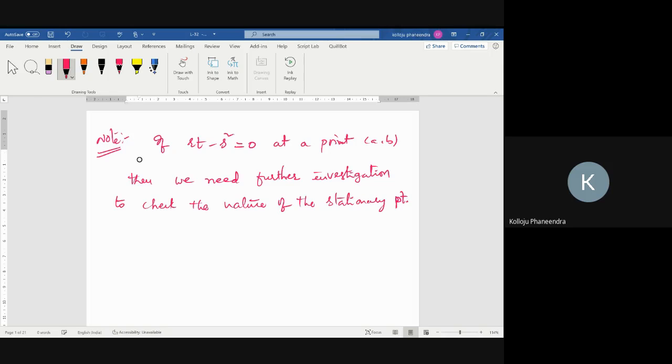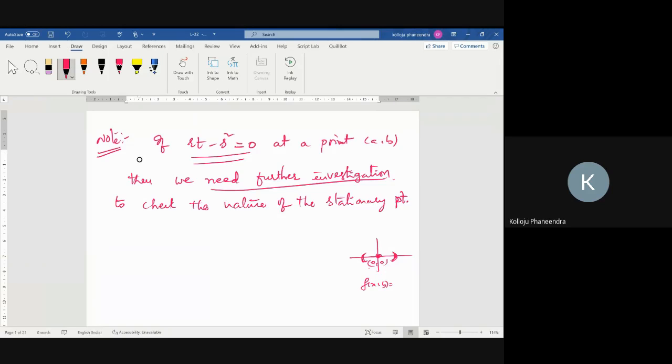Just in the examination, whenever at a point you get rt minus s square equal to 0, you write down: we need further investigation at that point. And what type of investigation? For example, mostly at (0, 0), rt minus s square value is 0. Then you evaluate the function f(x, y) in the small neighborhood of (0, 0).